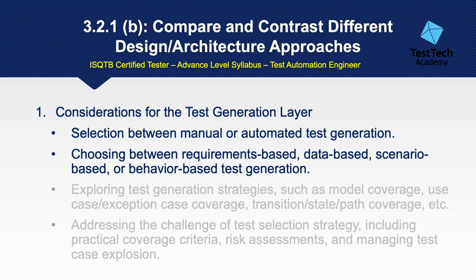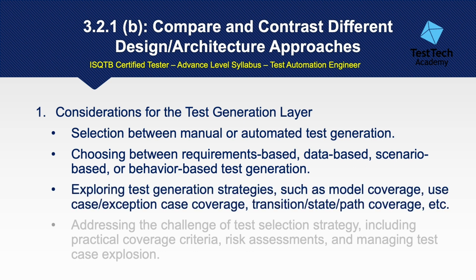Next consideration is that test automation engineers need to choose the appropriate test generation strategy, such as requirement-based, data-based, scenario-based, or behavior-based approaches. For example, in a requirement-based approach, tests are derived directly from specified requirements, ensuring alignment with the project activities. Additionally, selecting the right test selection strategy is vital to manage the challenge of test case explosion.